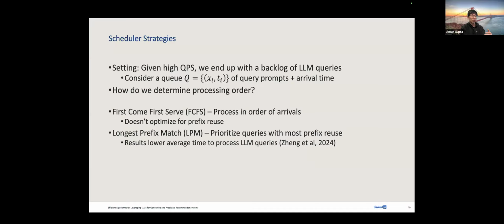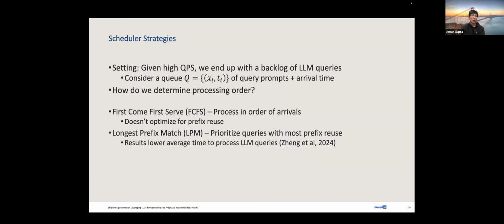Given this queue, a natural question arises: how do we determine the processing order of those prompts? There are two baseline strategies. One is called first come, first serve, where we process requests strictly in the order of arrival without considering any similarity between them. It is simple and fair, but doesn't optimize for opportunities like prefix caching or reuse, where multiple prompts can share common prefixes.